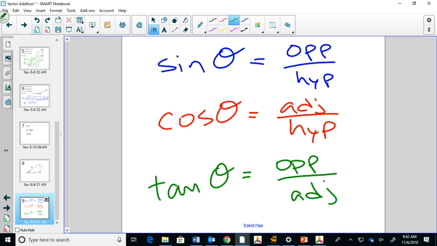So the whole SOHCAHTOA thing, I learned it as "some old hippie came hopping through our alley." Now, you all don't really know what hippies even are at this stage in the game. Not that I really did when I was in school either. But that was the mnemonic we used. Do y'all have something else? Just SOHCAHTOA, right?